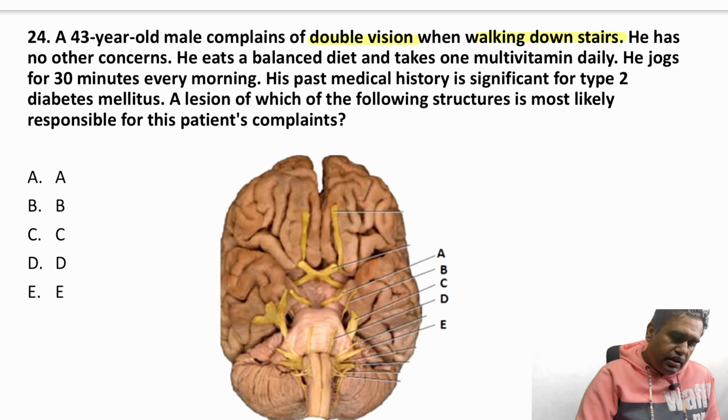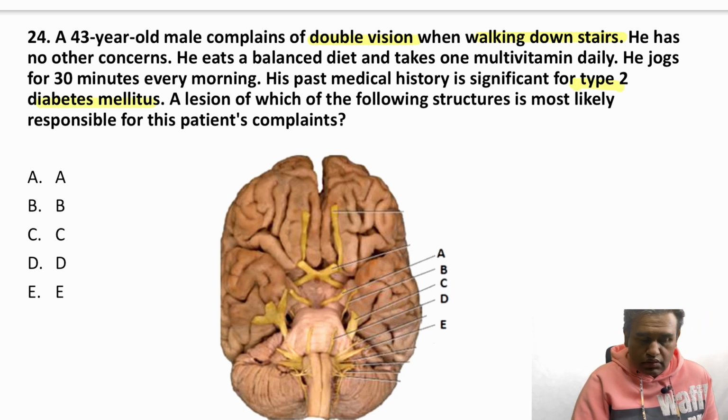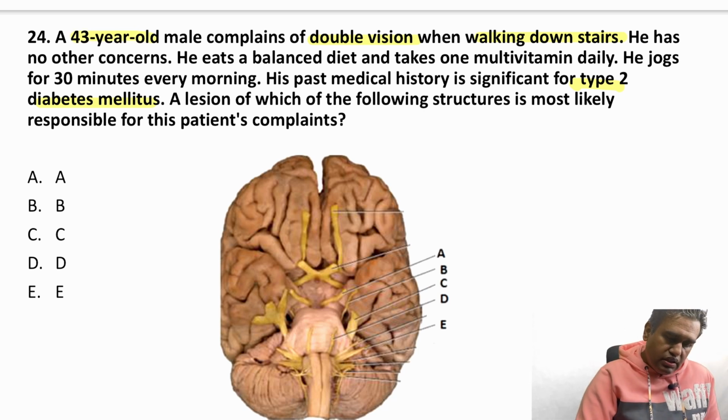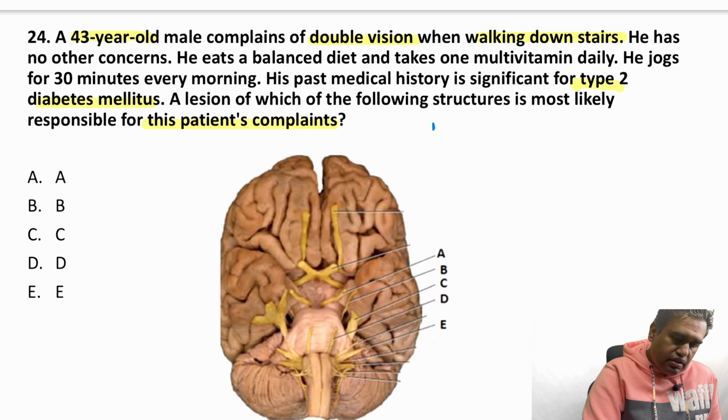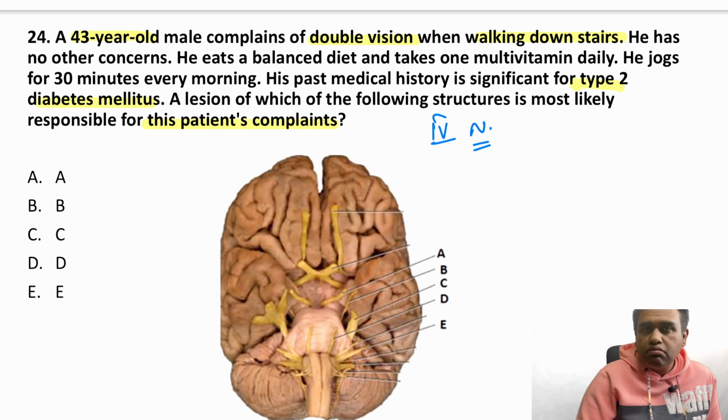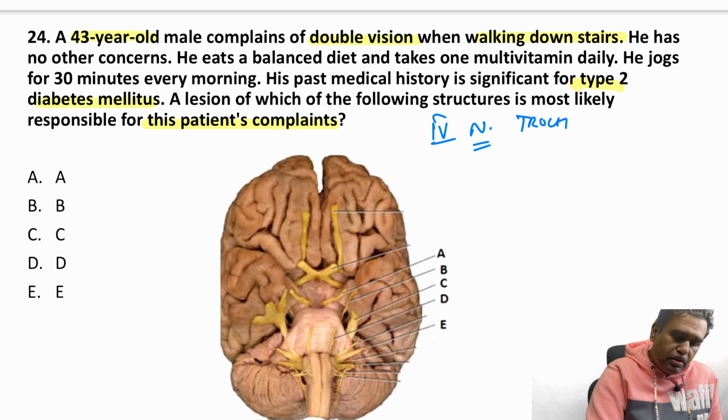He has no other concerns. He eats a balanced diet and takes 1 multivitamin. He jogs for 30 minutes every morning. Past medical history is significant for type 2 DM. In a 43-year-old male, okay, not a very big deal. A lesion of which of the following structures is most likely responsible for this patient's complaint? Now, reading the first line, it should arise that it is a 4th nerve issue. 4th nerve is your trochlear nerve.